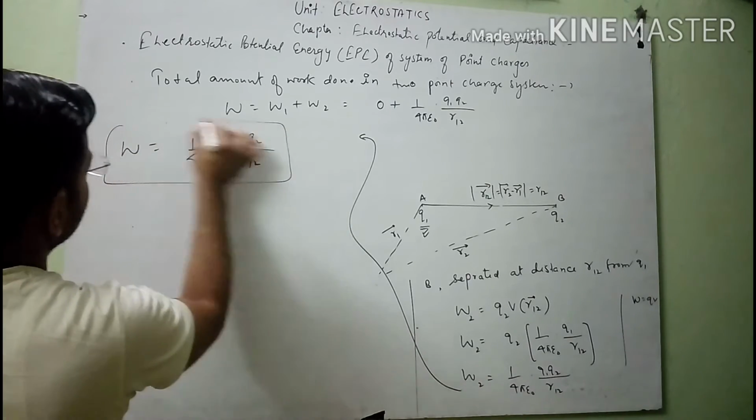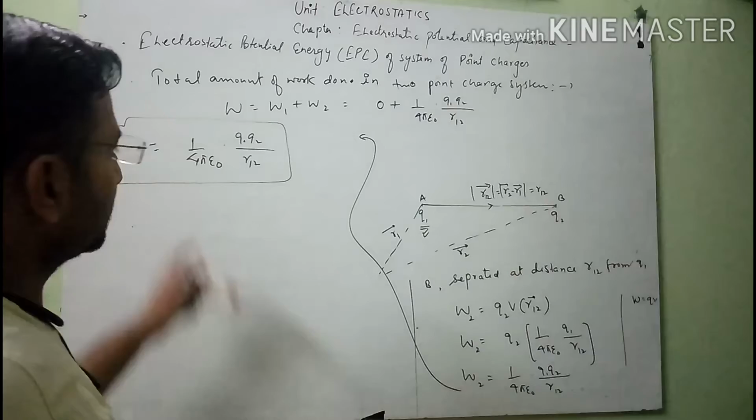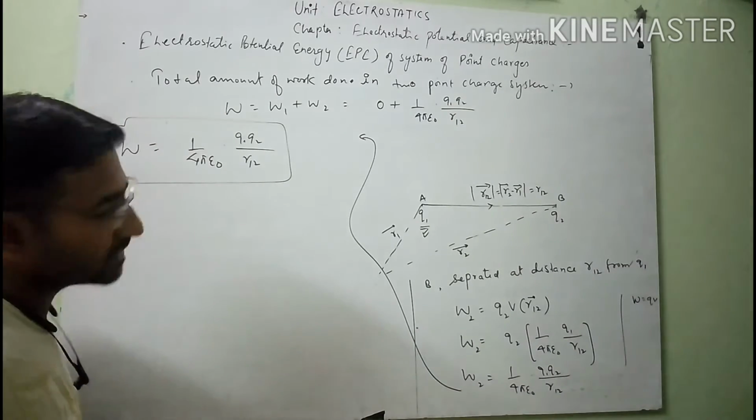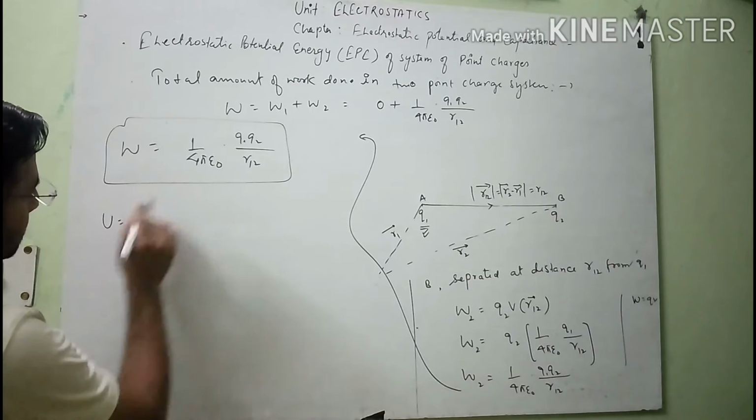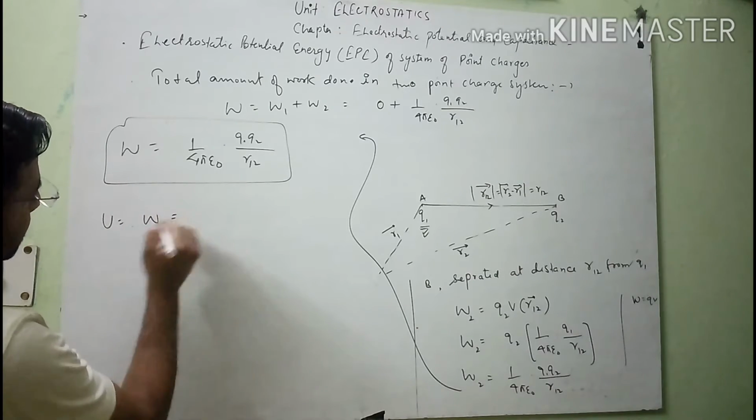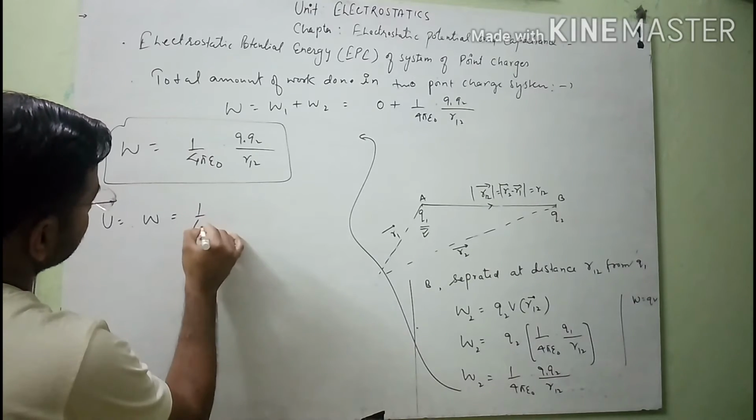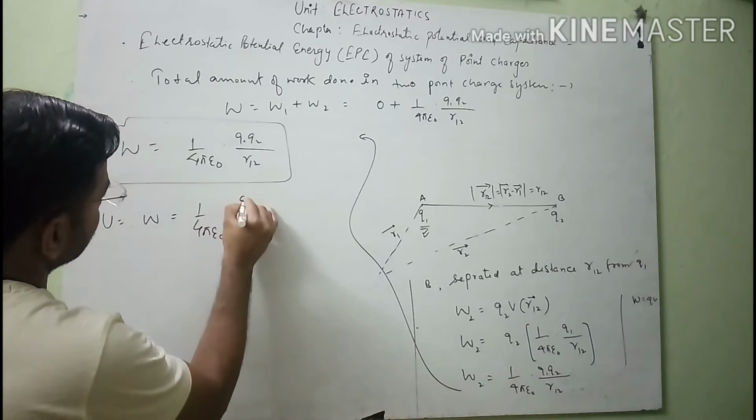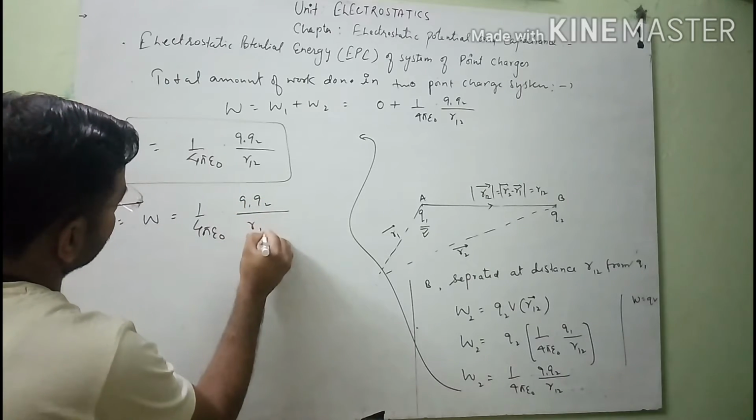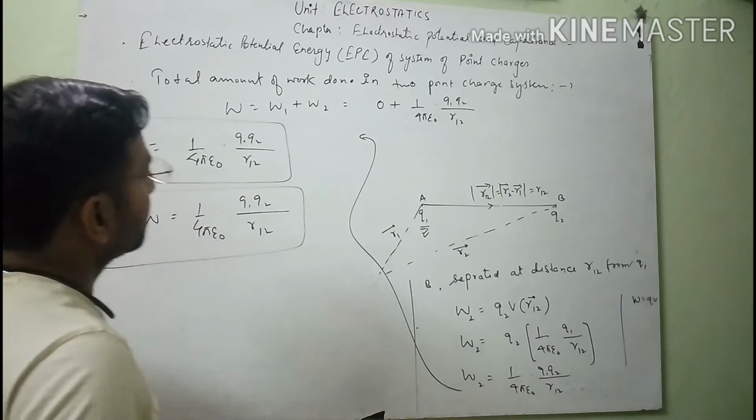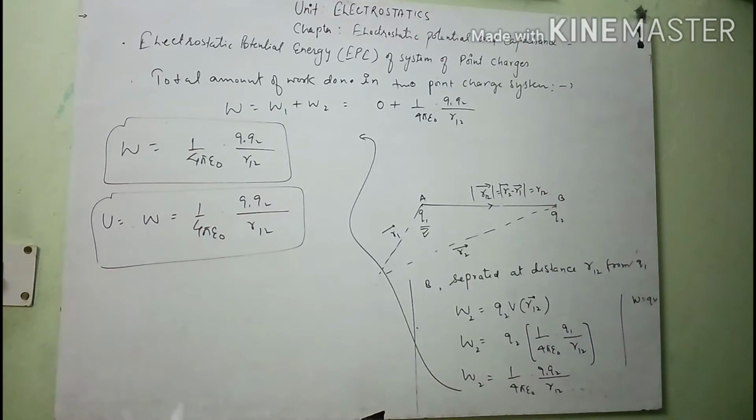And you know that by the definition this work is stored as the potential energy of the 2-point charge system. So this work is stored as potential energy of the 2-point charge system, which is 1 over 4 pi epsilon naught Q1 Q2 by R12. So this is the formula for electrostatic potential energy of a system of 2-point charges.